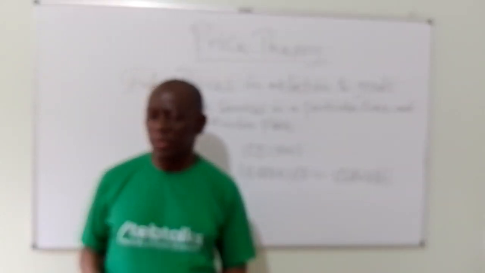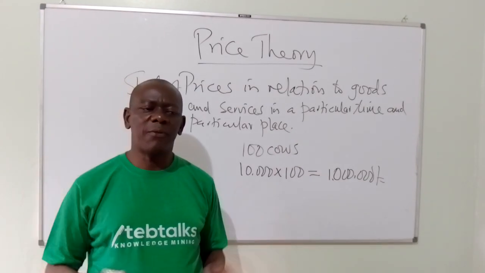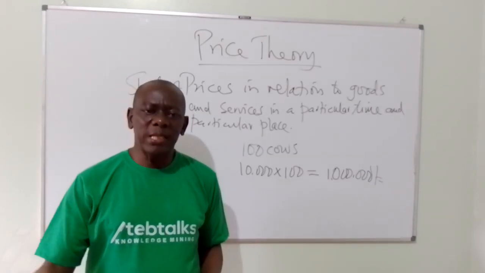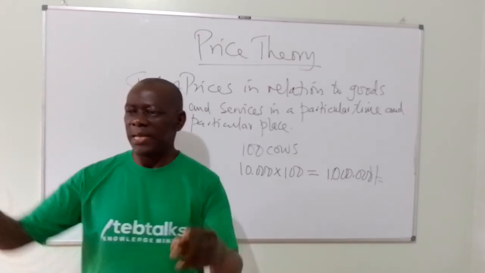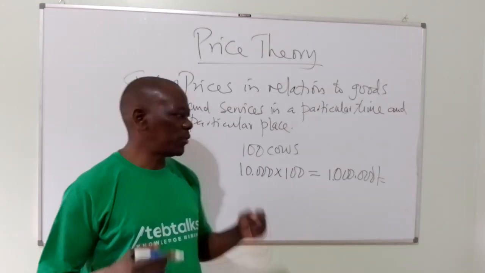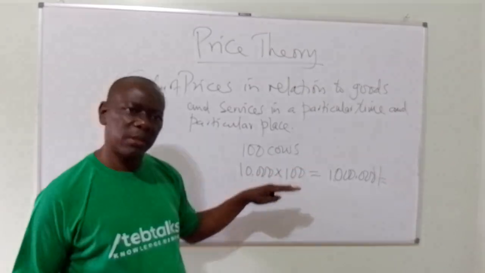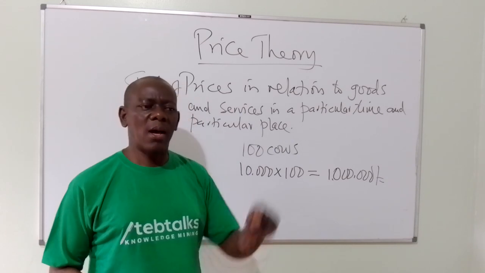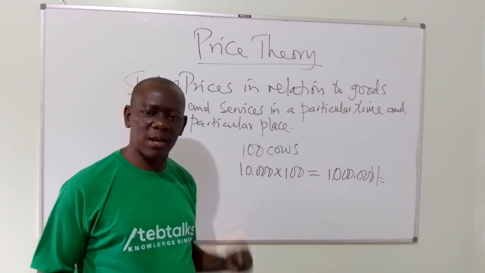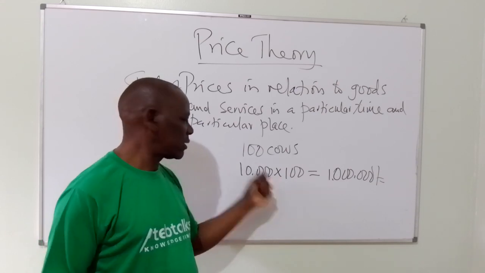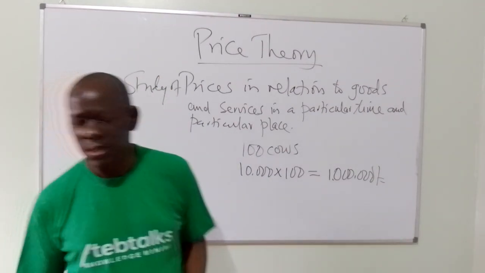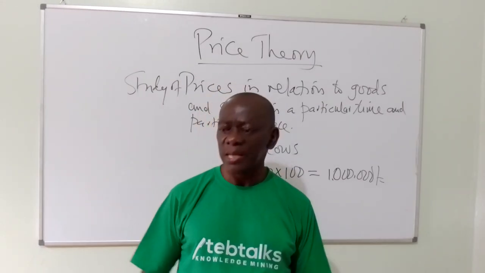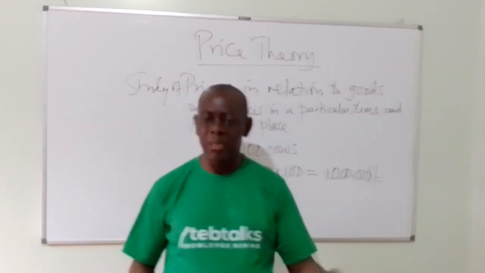So when you go to work, when you go to look for a job, you are going to work for 100 cows. But you are not going to get these physical cows, 100 of them. No. What you are going to do is to get 1 million, go to where they are rearing cows, and then you buy the cows at a cost of 10,000 each. You even make a choice. Give me this, don't give me this. 10,000 is much money. Give me that big one, don't give me that. So you are making a choice.